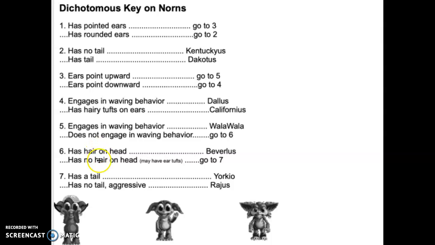Has hair on the head versus has no hair on the head. Well, this Norn does not have hair on the head. That would be an issue if they did, because then we would have gotten the same answer for 2 Norns, which is not possible in this case. Has no hair on the head, go to 7. Has a tail, or has no tail and is aggressive. Well, this Norn doesn't have a tail, and on top of it looks pretty angry, so is aggressive, so our third Norn is Rageous.